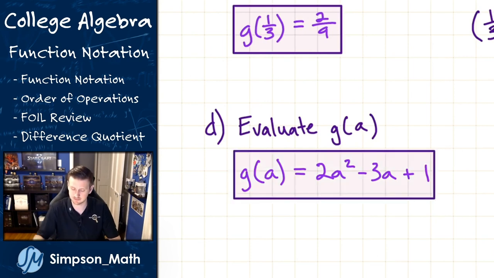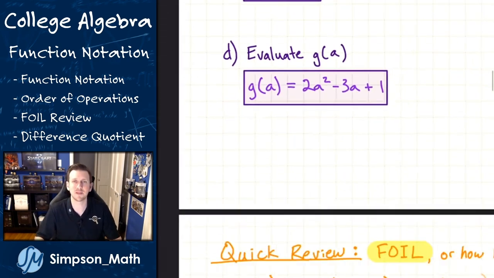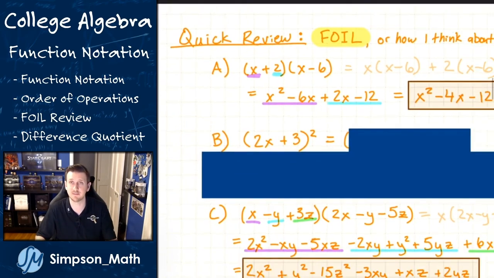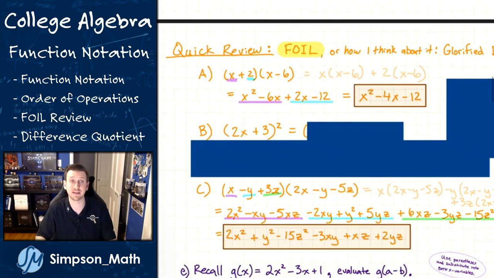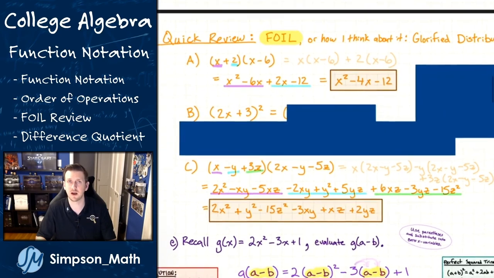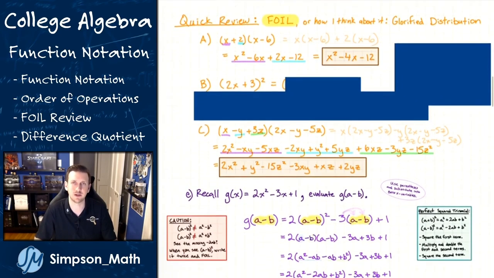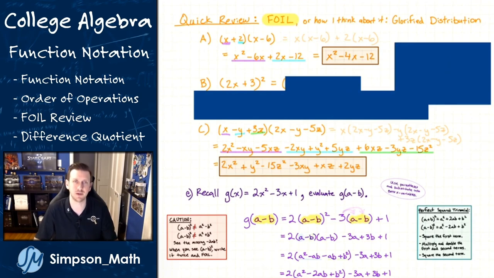Oops, I erased things. Silly me. All right. Now we're going to do a little bit of a quick review. We're going to pick back up with that function g in a minute. But we're going to talk about foiling. All right. So when I think about foiling, I actually think of it as glorified distribution. All it is just distribution, right?